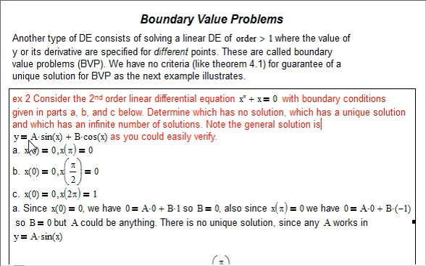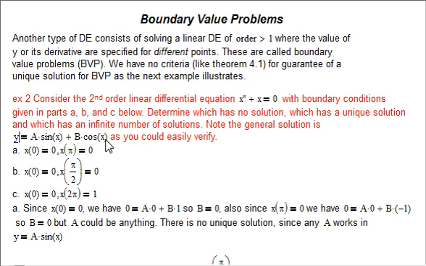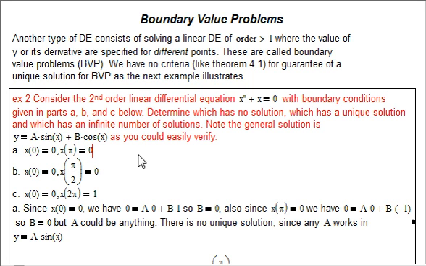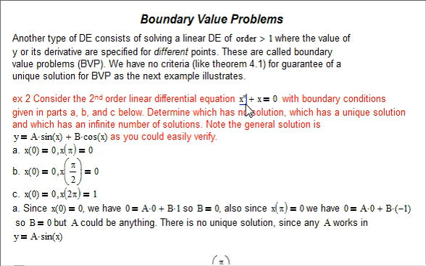So the general solution is y equals a sine of x plus b cosine of x. As you could easily verify, take a couple derivatives and plug it back in, and you'll see that everything cancels out, so you would get 0. So here's a condition: y of 0 is 0 and y of pi is 0. And what does that mean?